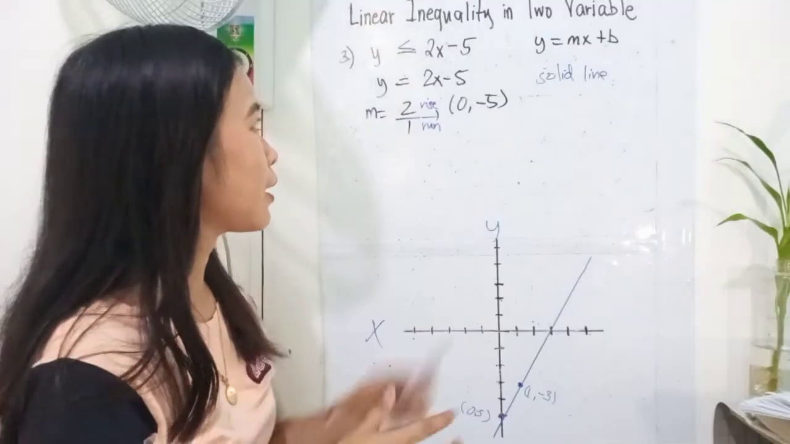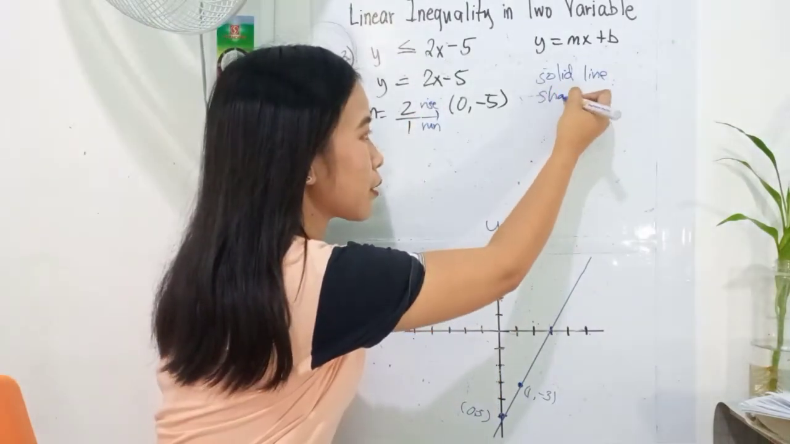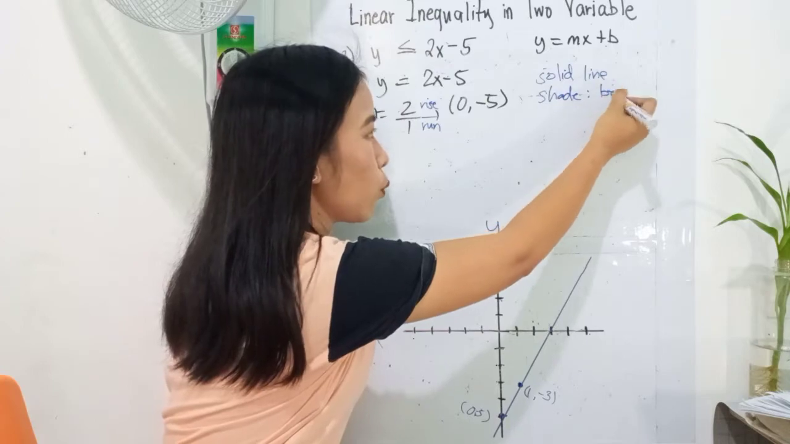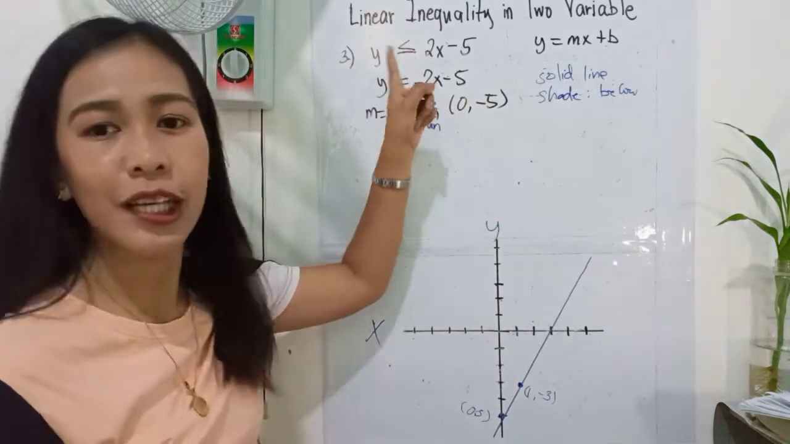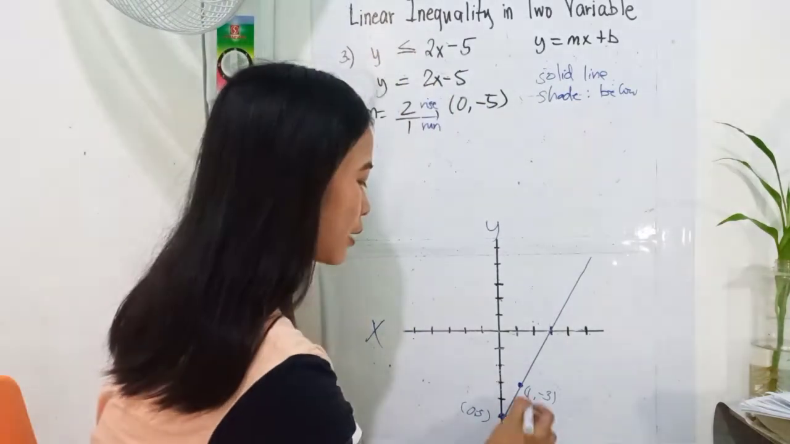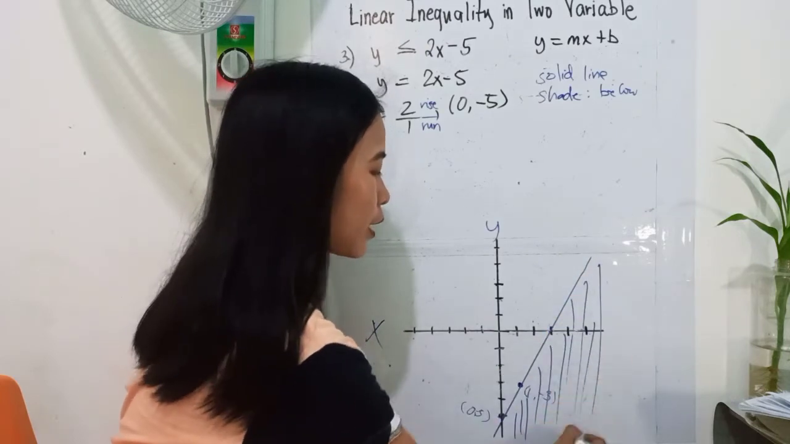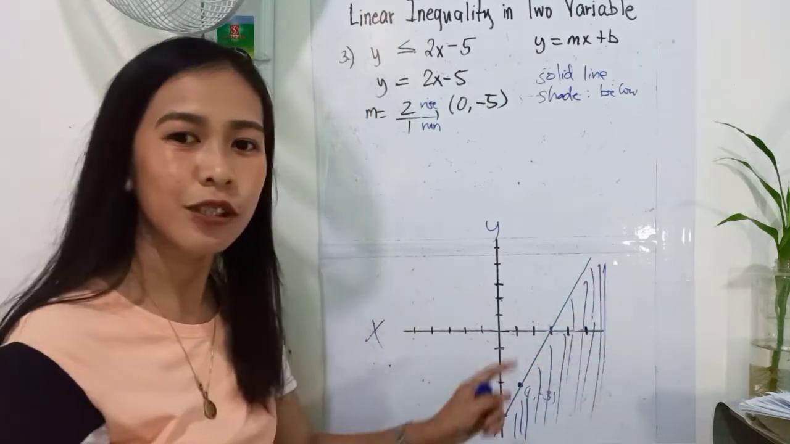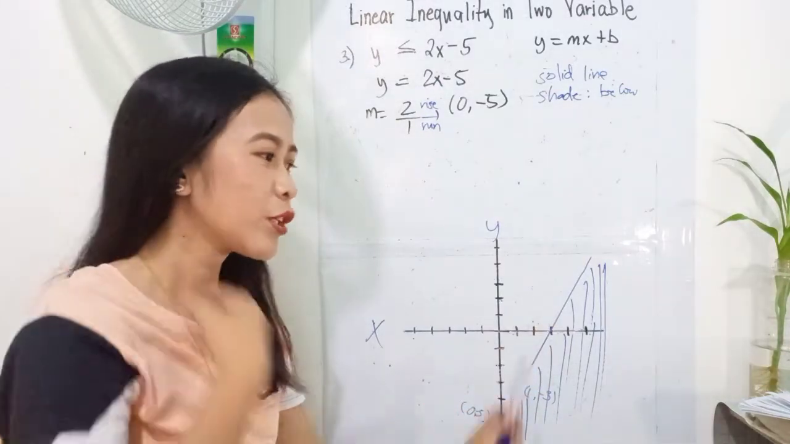Okay, then, dahil ito ay less than or equal, therefore we have to shade below, or pababa. Bakit? Kasi this is less than. So, pababa, shade nyo lang siya ng ganyan. Pagpasensyahan nyo yung pag-shade ko, ang pangit ng shade ko, pero okay lang yan. So pababa yan.